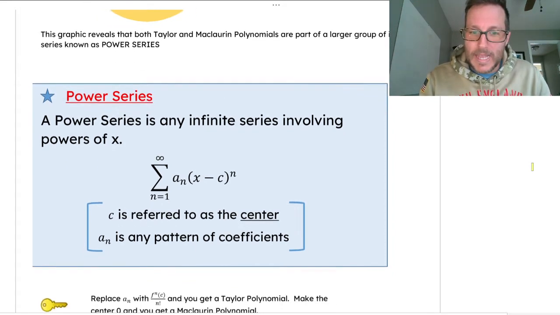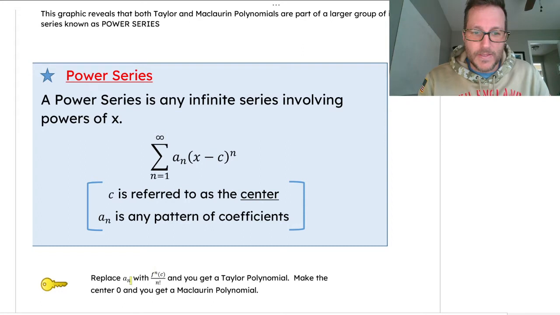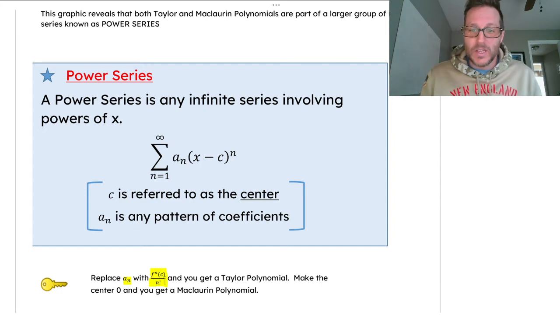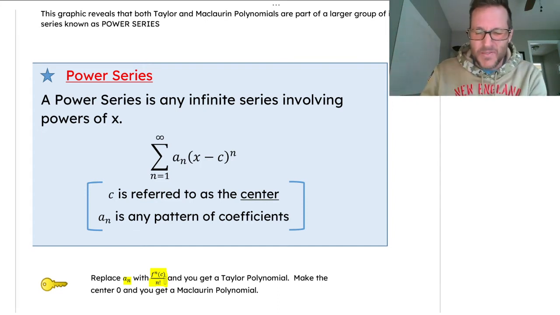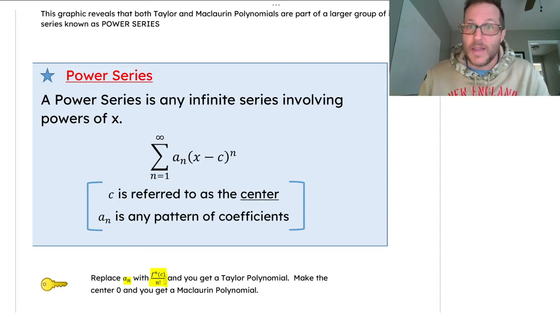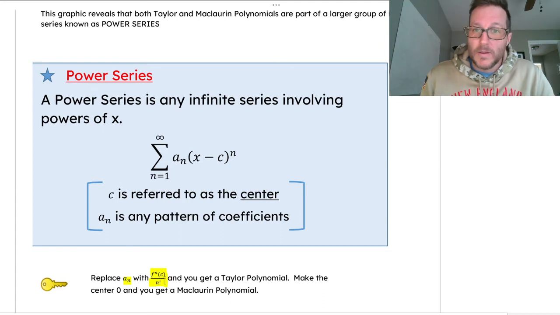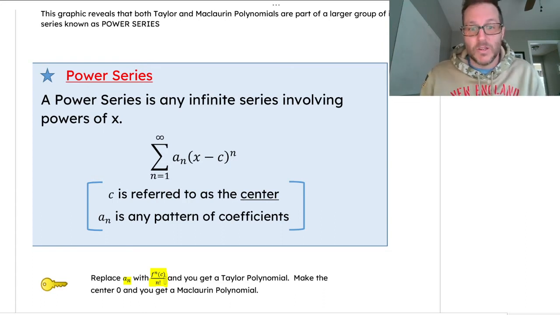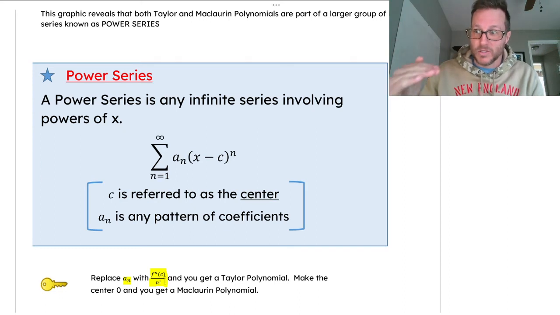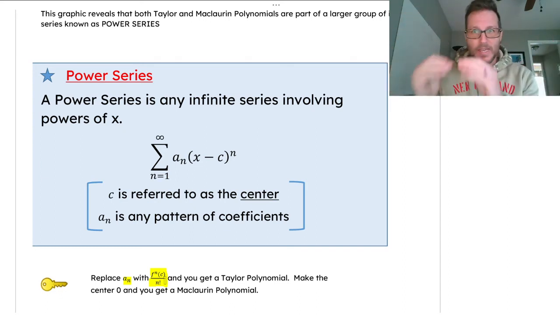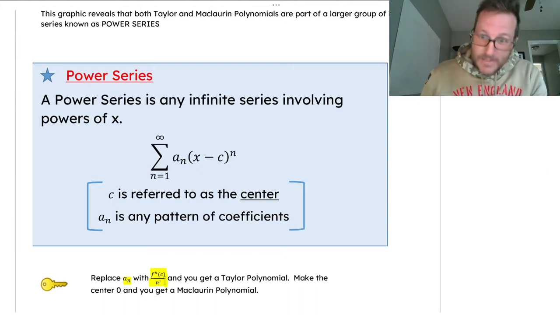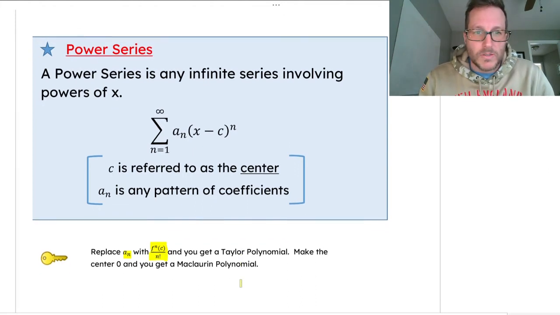Now, if we replace a sub n with the nth derivative at c divided by n factorial, yeah, you get a Taylor polynomial. So if specifically we have a function f and we can keep taking derivatives and evaluating at some center value and dividing by n factorial, we get a Taylor polynomial. Make c 0 and you get a Maclaurin polynomial. So you see how these are structured. Power series is all of them, Taylor series, and then inside of that we've got Maclaurin polynomials.